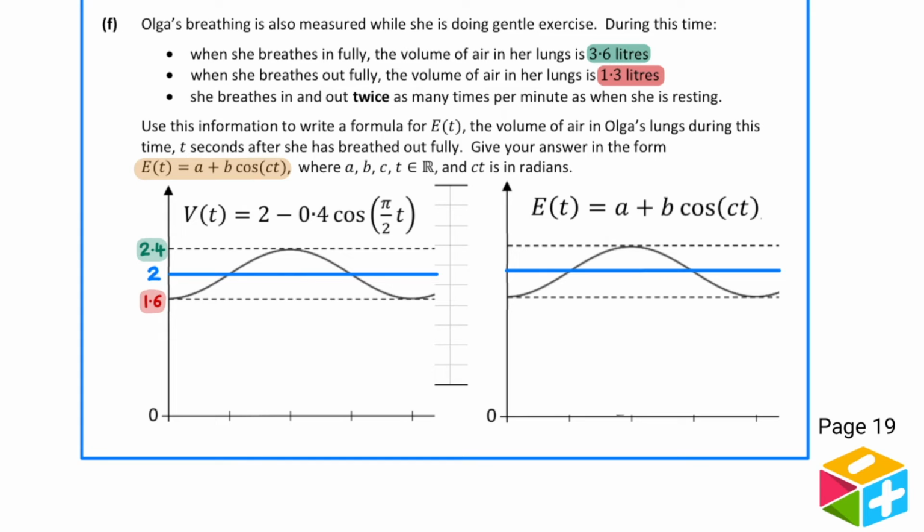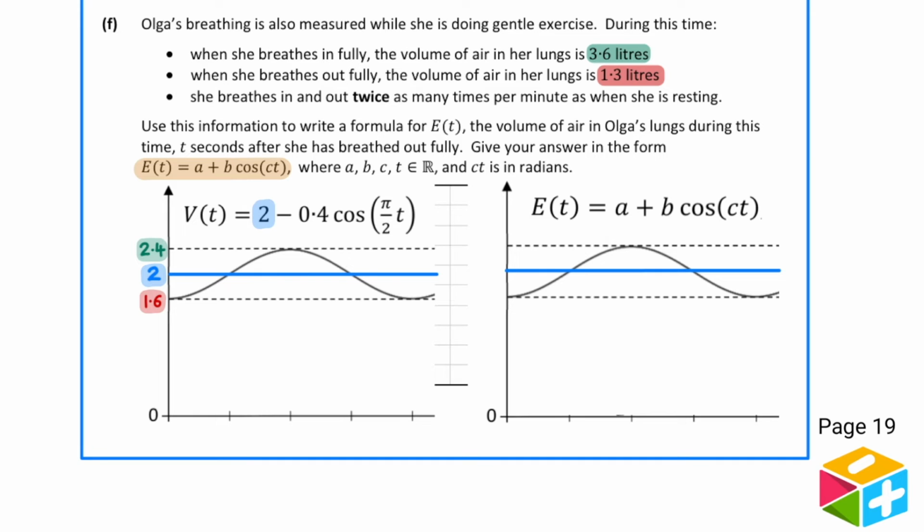In the diagram, I've also drawn in a horizontal line at the midpoint between the minimum and maximum. This takes place at the value of 2. You might notice that the additive constant at the beginning of V of t is also equal to 2. This is not a coincidence. Due to the symmetry of cosine, this number will always be equal to the midpoint between the maximum and minimum values.